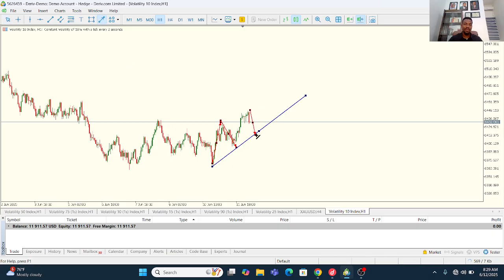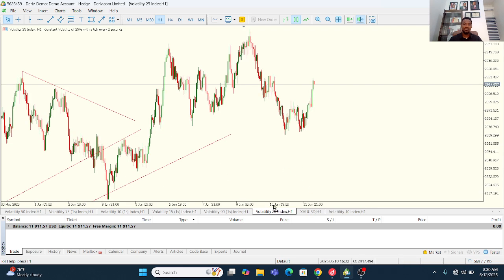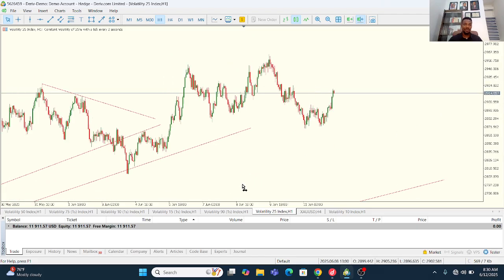Then I take a buy from there. This is the current state of V10, by the way. So let's watch to see what's happening later. Let's look at another pair.